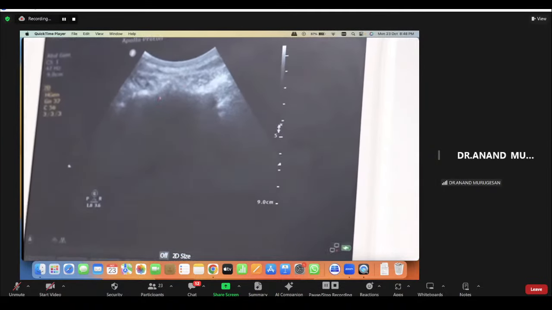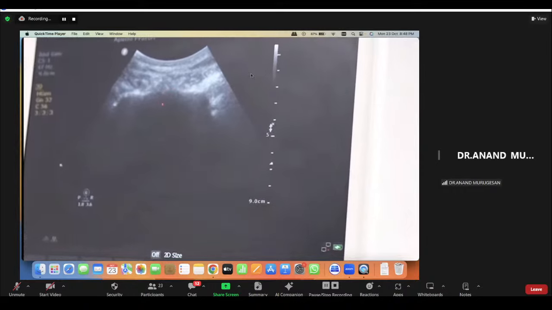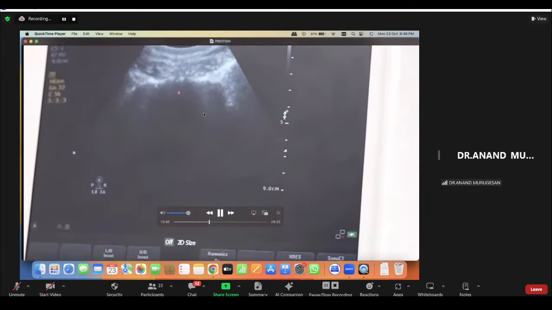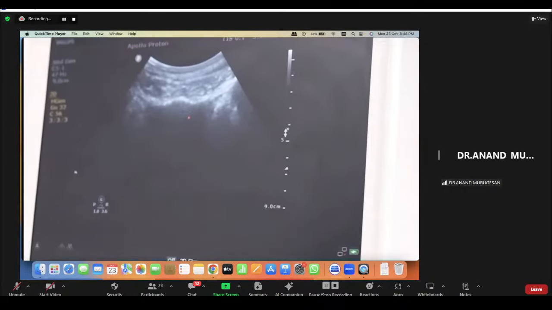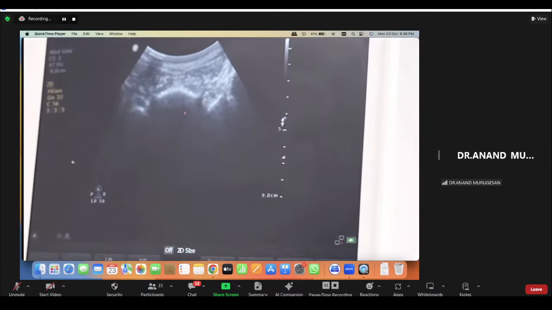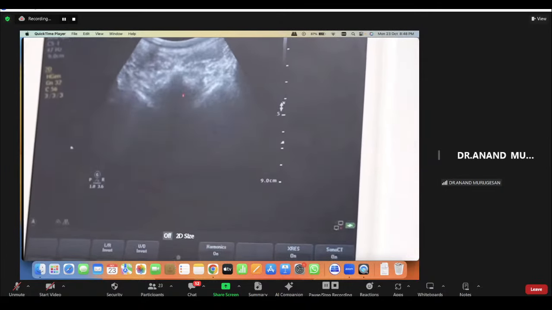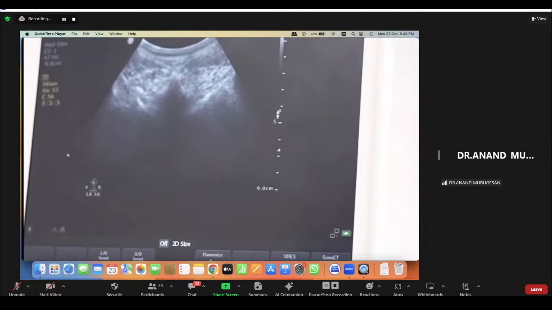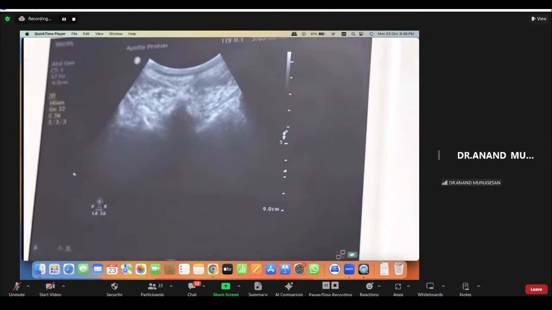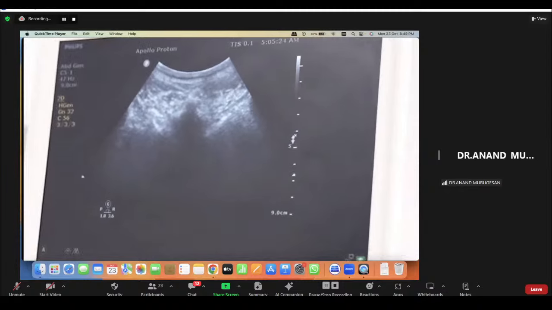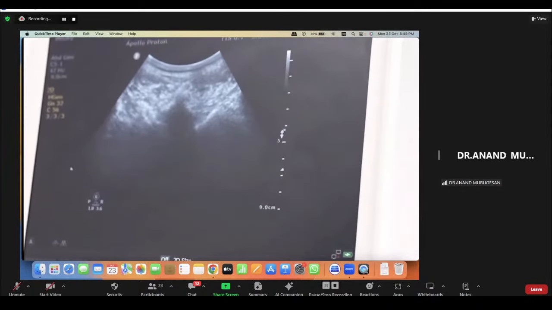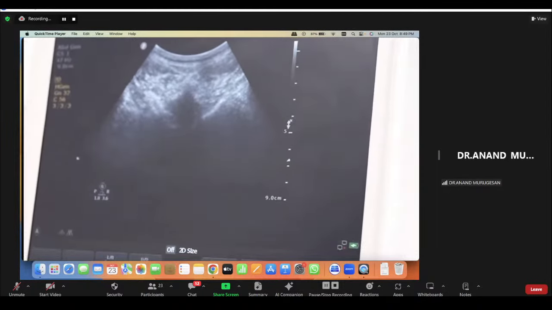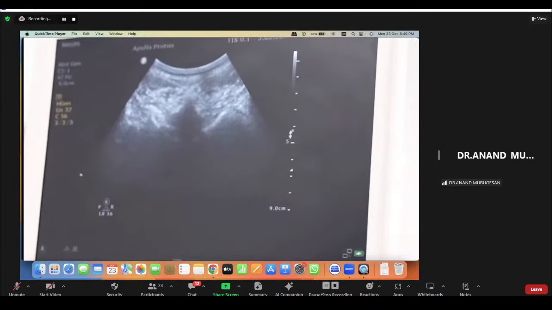So this is S2. Now again, I'm going up where I can see a much more prominent structure here. Can you see? That is S1. So the S1 spinous process is bigger than S2, and the S2 spinous process is bigger than S3. So as I come to S1, I have to come.